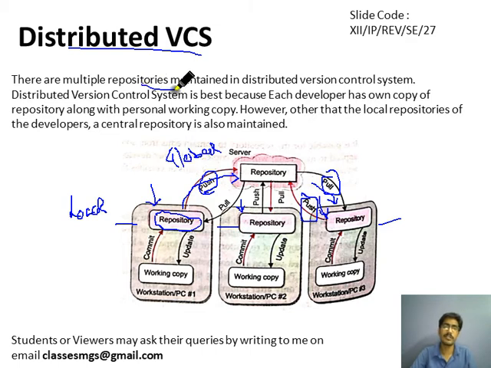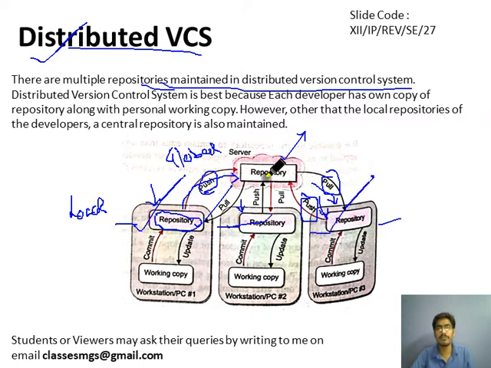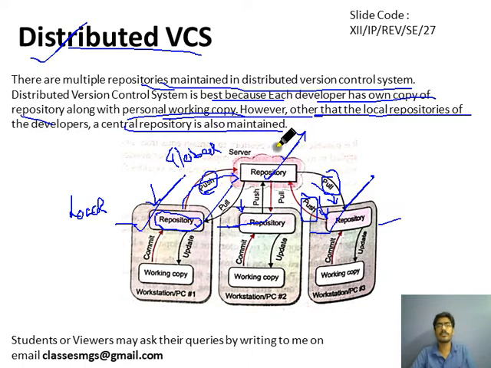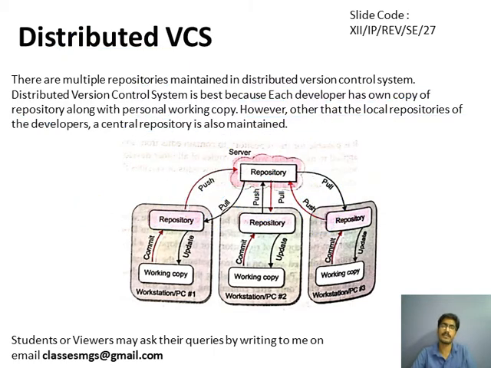So in a distributed version control system, each company will have their local repositories, and there will be another central repository globally, and each local repository will be connected with this global repository. So this is how the distributed version control system works. Multiple repositories are maintained, because 1, 2, 3, 4 repositories are maintained. And the distributed version control system is best because each developer has a copy of the repository along with a personal working copy. Other than the local repository of the developer, a central repository is also maintained, that is known as the global repository. Let me move ahead.